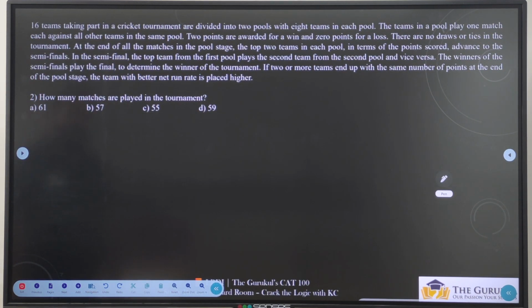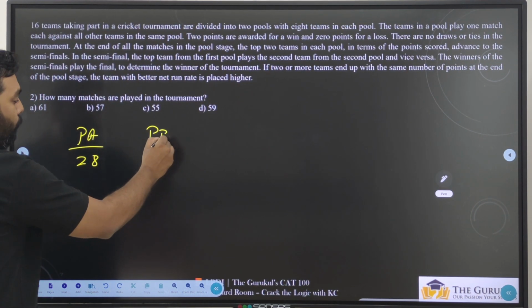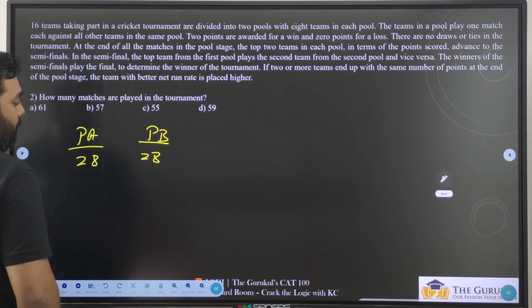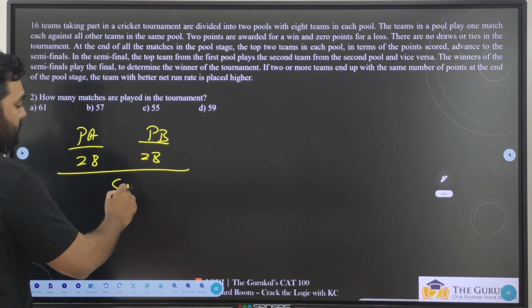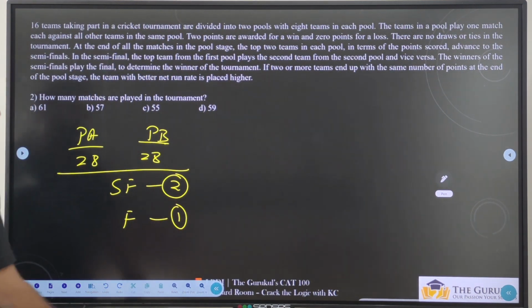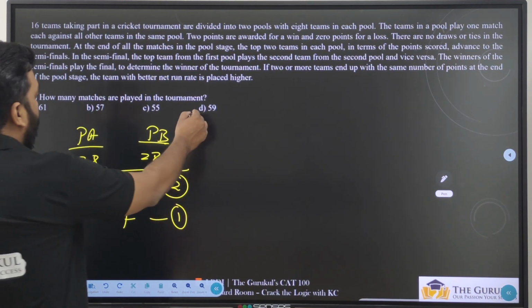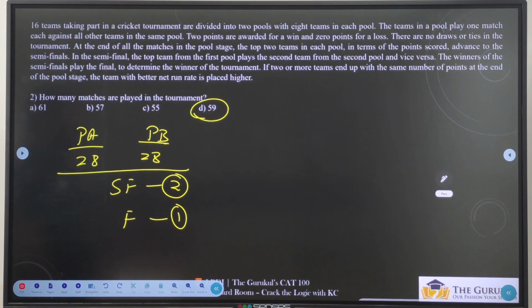Perfect. Second one. How many matches are played in the tournament? In pool A, 28 matches are played. Pool B, 28 matches are played. Along with this, there is a semi-final where we are playing 2 matches and finals 1 match. So 56 plus 3, total 59 matches are played in the tournament.